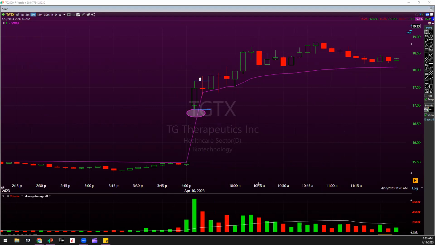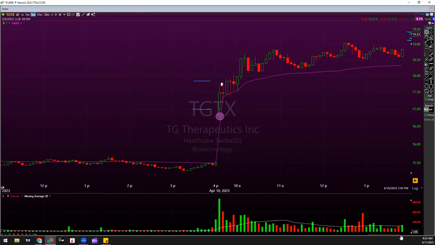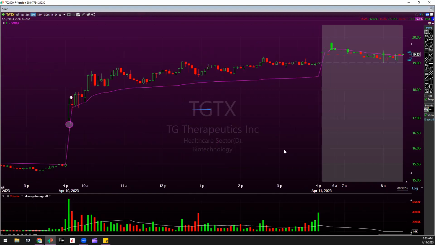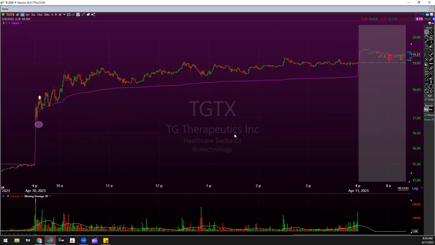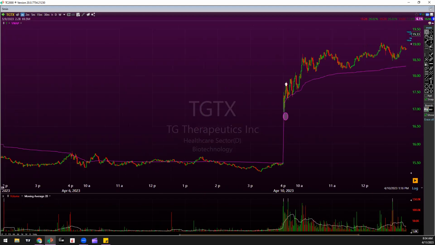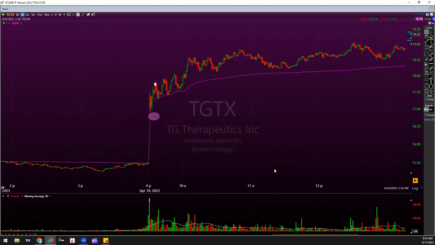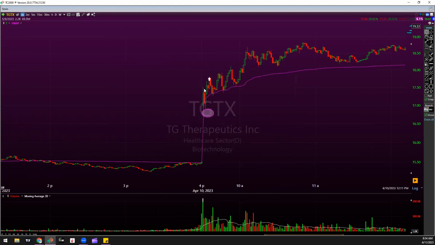And then if you want to see what it did the rest of the day, I can show you that as well. It just kept going higher and higher. So this is a good blueprint for what I'm looking at right at the open to see if I'm interested in the stock or not. And now let me show you what it did on the 1 minute, so you can see why I thought this price action was constructive in the first 5 minutes.